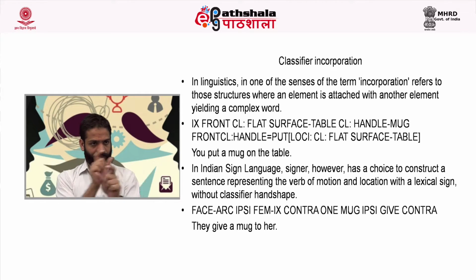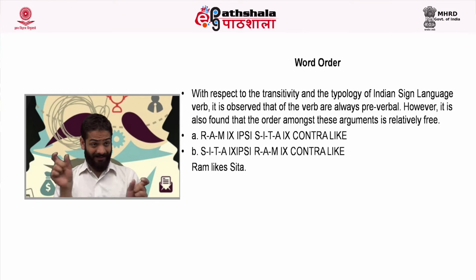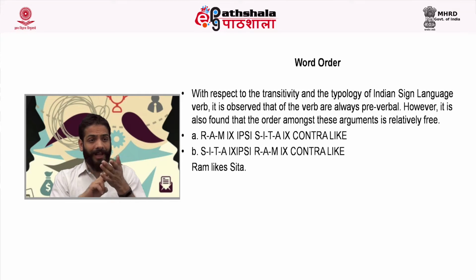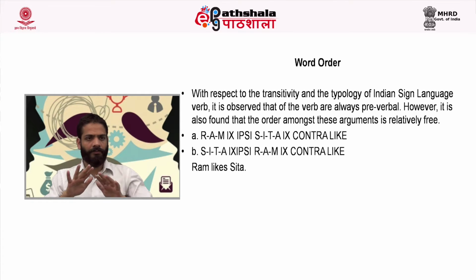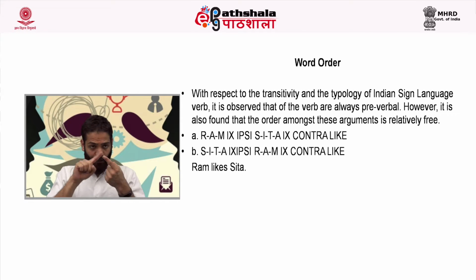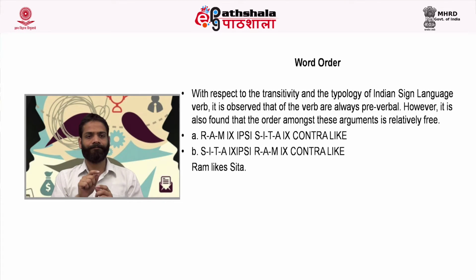Next, we are going to talk about the word order. With respect to the transitivity and the typology of Indian Sign Language verbs, it is observed that the arguments of the verb are always preverbal. However, it is also found that the order amongst these arguments is relatively free. So, for example, in a sentence like Ram likes Sita, the sentence could be signed Ram Sita like or Sita Ram like.